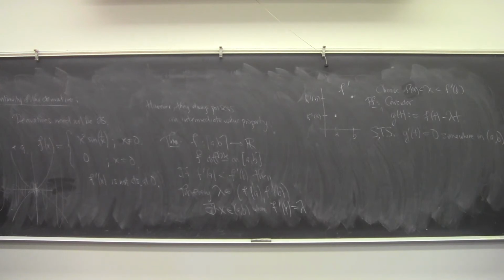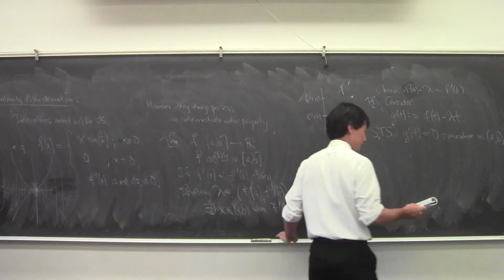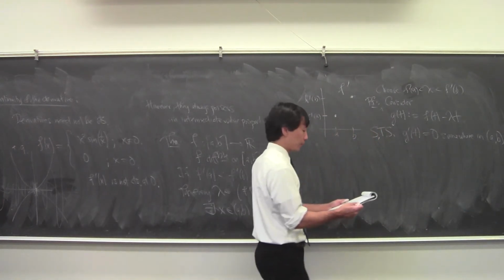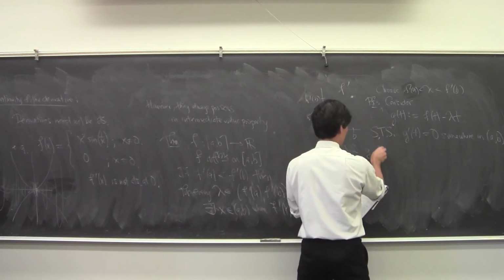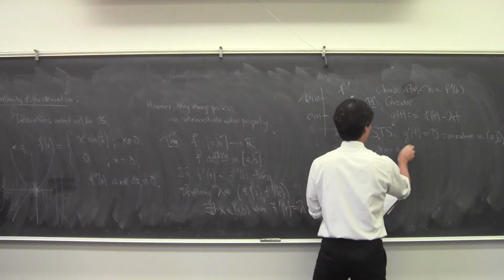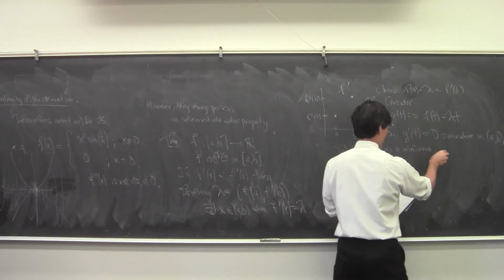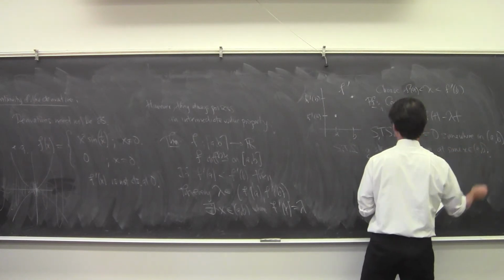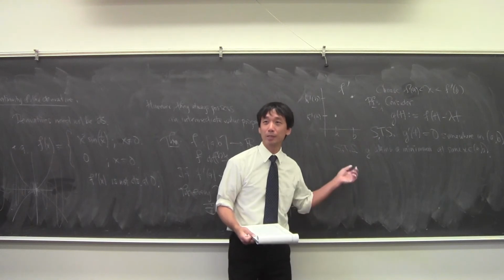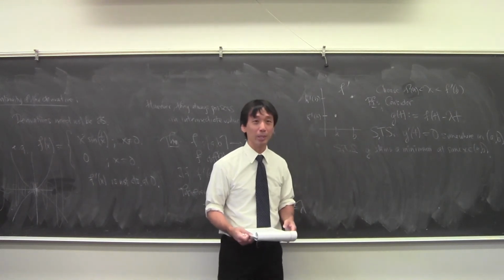And so what we're going to do is use Fermat's theorem, actually. We use Fermat's theorem, so we could have done this earlier. So it suffices to show that g attains a minimum at some x in AB. Because then by Fermat's theorem, we know that the derivative has to be 0 at that minimum.